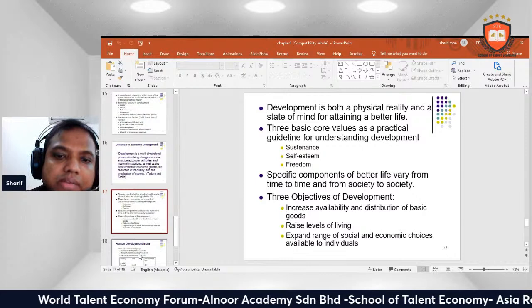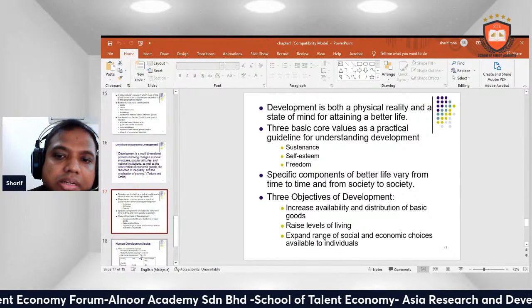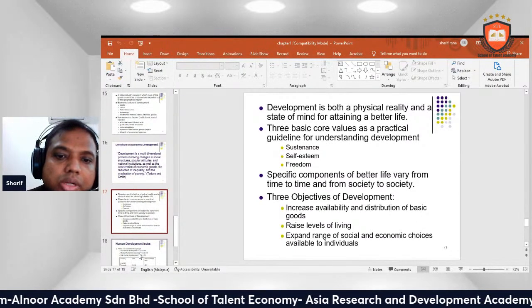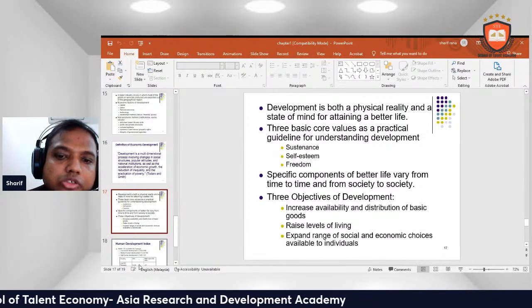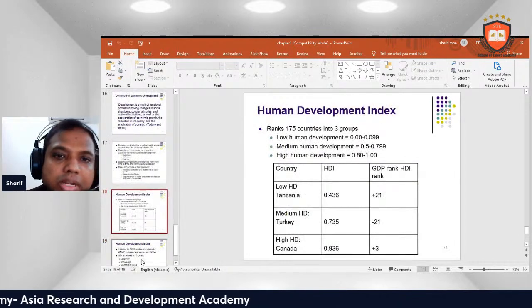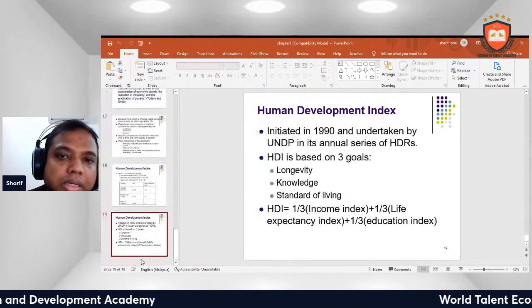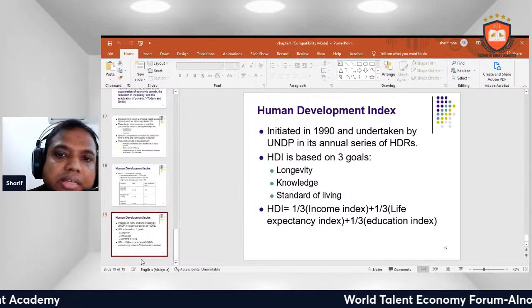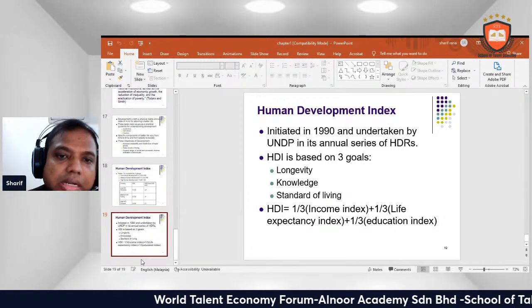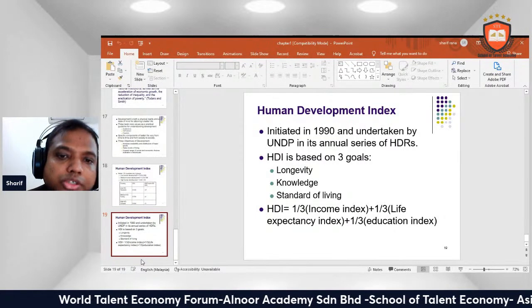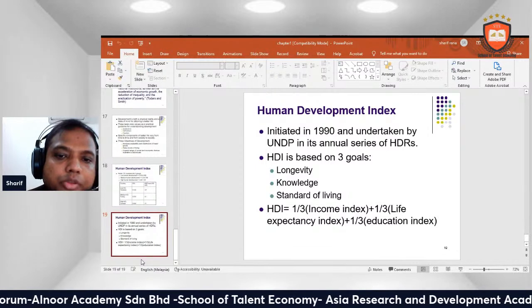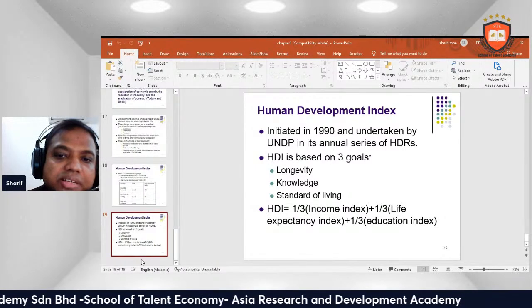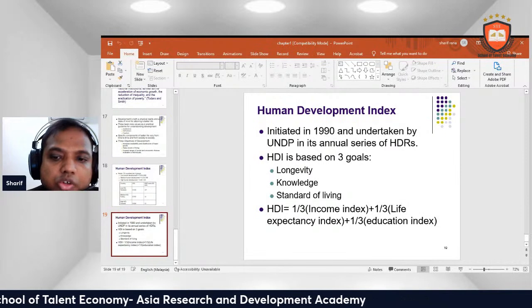Three objectives of development: increase the availability and distribution of basic goods, raise levels of living, and expand the range of social and economic choices available to individuals. Human Development Index: the HDI was initiated in the 1990s and undertaken by UNDP in its annual series of HDRs. The HDI is based on three goals: longevity, knowledge, and standard of living. It is one-third income index, one-third life expectancy, and one-third education index.